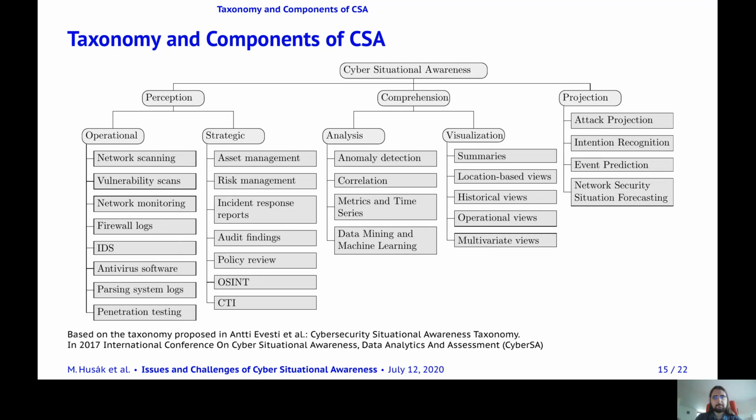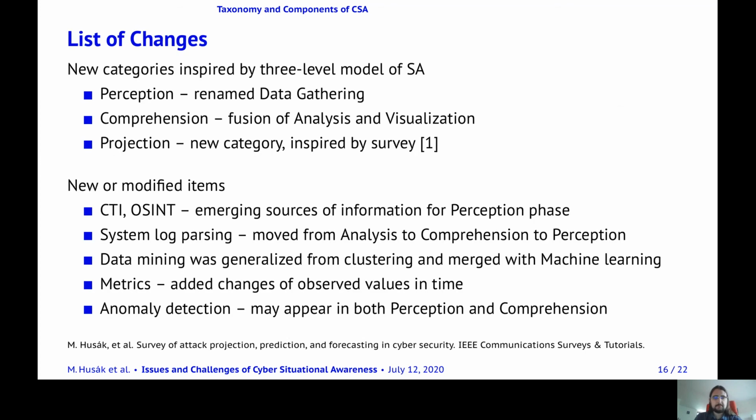So we added a top level to connect the enumerations and classes in the taxonomy to the levels of situational awareness. And thus we have the perception with the data gathering, comprehension with analysis and visualization. And what was lacking in the original taxonomy was the projection level, where we added 4 tasks that are common in anticipatory CSA. Apart from that, we did a few minor changes, such as moving or renaming some of the items between the categories.